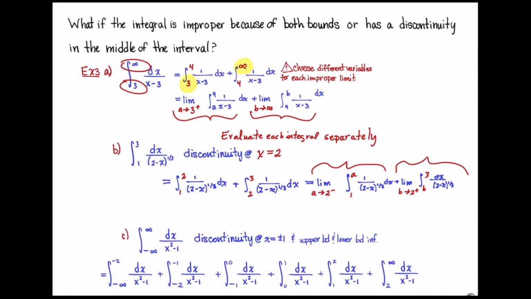Okay. And then I just threw in C for fun, so you can see, I'm not gonna ask you to do one like that, but that is a very complicated one where you're having a discontinuity at +1, -1, and both bounds.